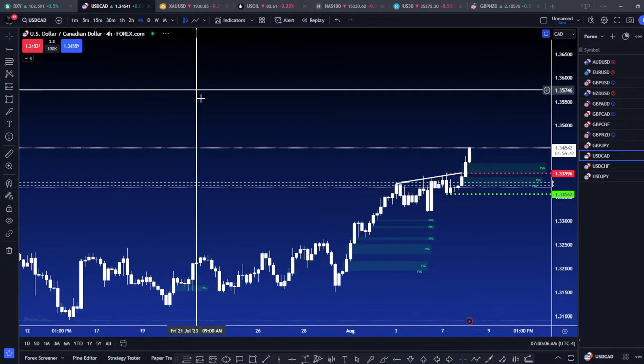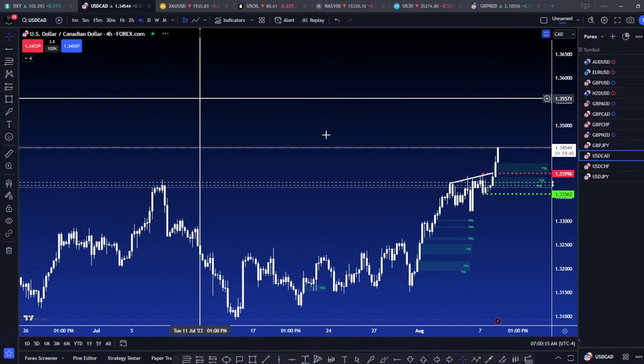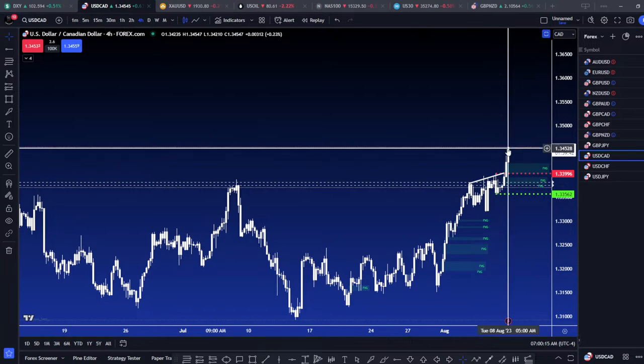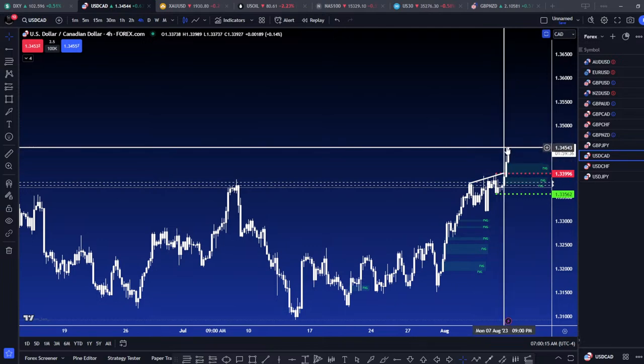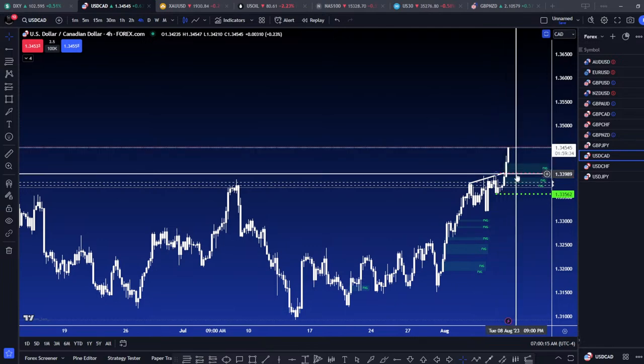So we missed the boat, guys. This is where FOMO kicks in, the fear of missing out. You see a big push up, so you buy right now, and then, of course, it pulls back on you. You close out of the trade, but it was just a pullback.